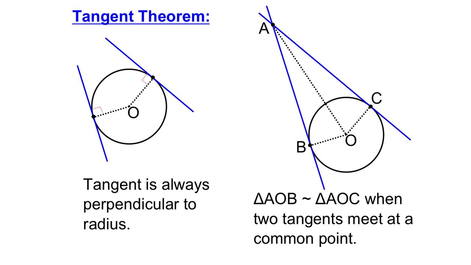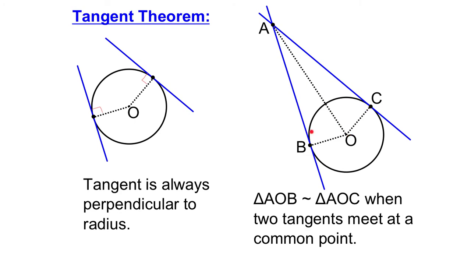Now, if we take that same situation where we have tangents connected to the circle and we extend those tangents and both tangents meet at a point, then what I've labeled here, okay, A is the point where those two tangents meet, B is the point where this first tangent meets the circle, C is the point where the other tangent meets the circle, O is the center of the circle.